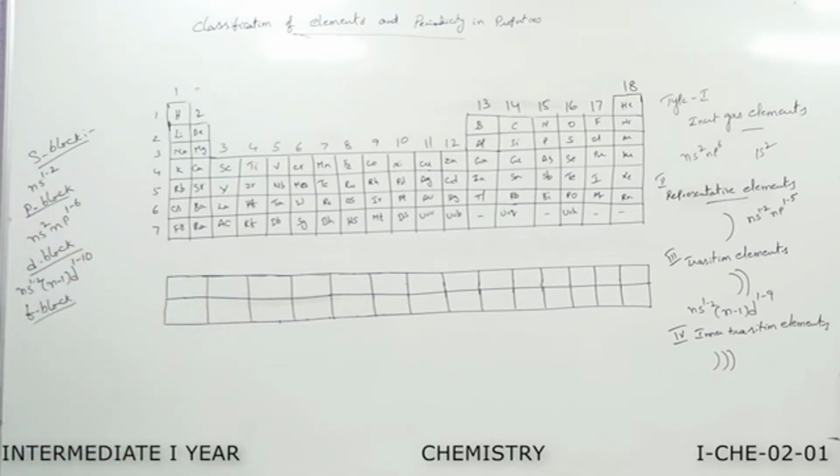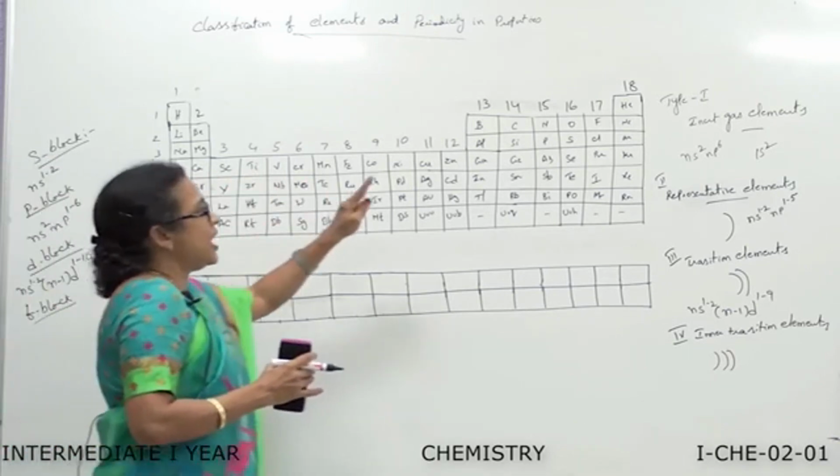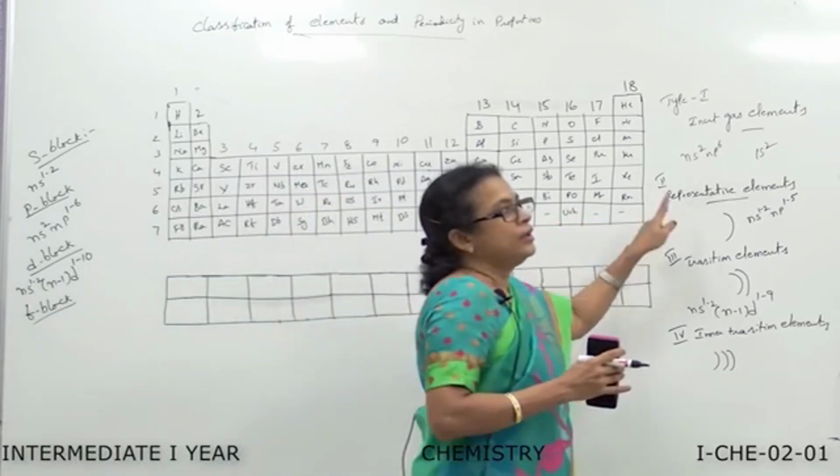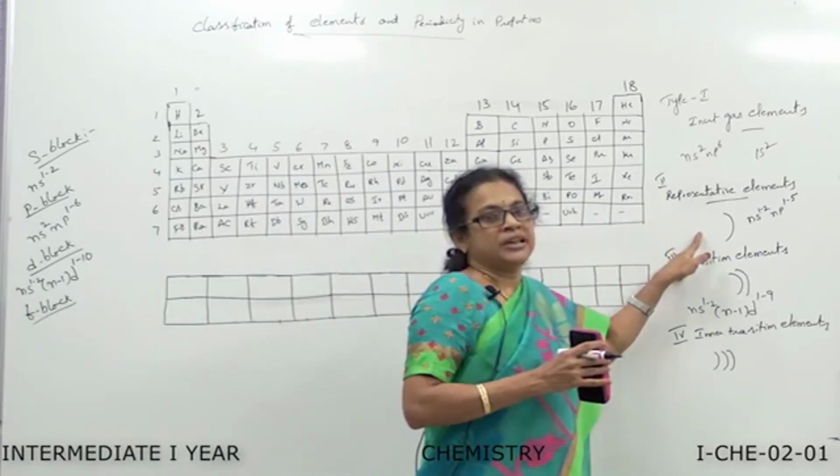This is about the classification of elements based on the differentiating electron as well as based on complete and incomplete shells.